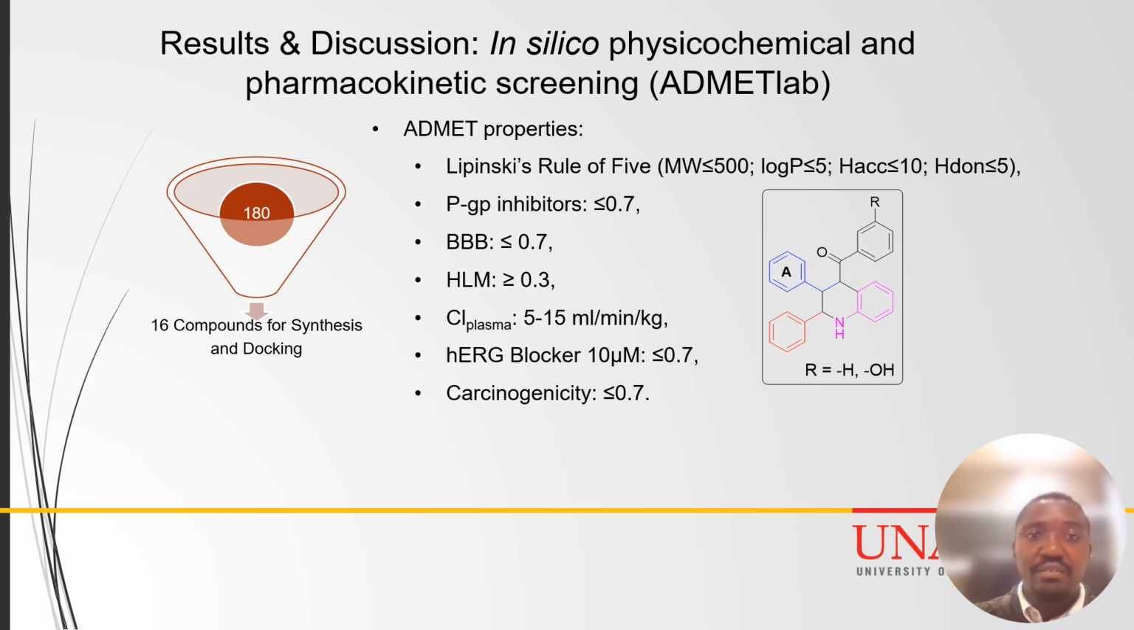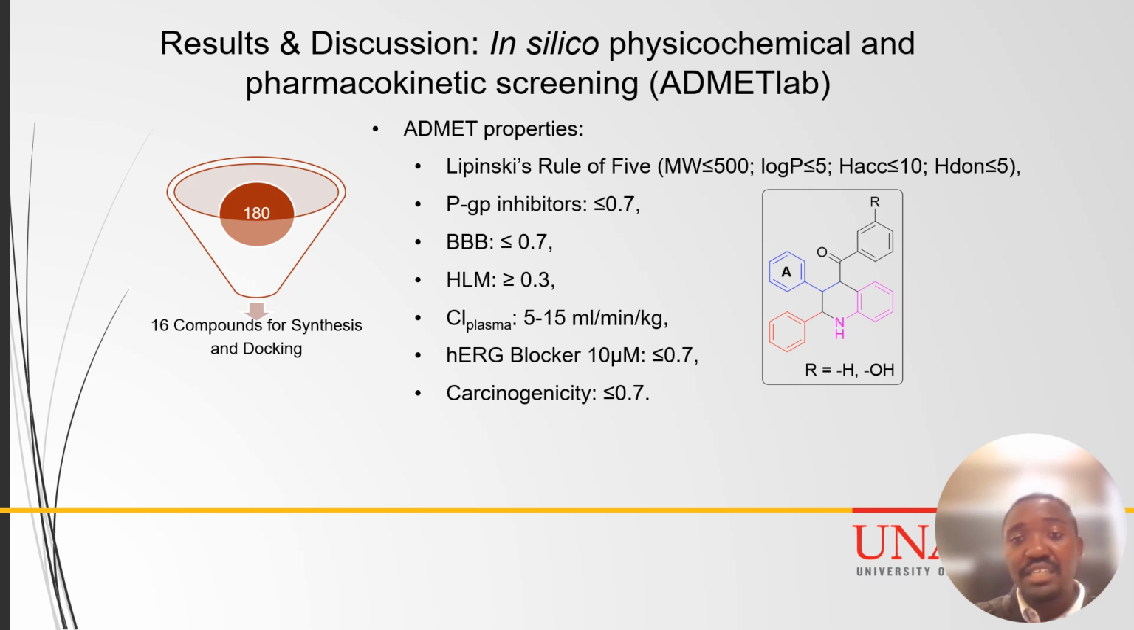The filters were that we applied the Lipinski rule of 5, and then we also looked at the P-glycoprotein efflux transporters, that our compounds should at least inhibit this P-glycoprotein efflux, because these are the ones that are responsible for transporting our compounds out of the cells. And then we looked at the BBB, that our compound should not permeate through the BBB, and that our compound should be stable in the human liver microsome, or the HLM, and that it should at least have a reasonable plasma clearance, and that they shouldn't be hERG blockers.